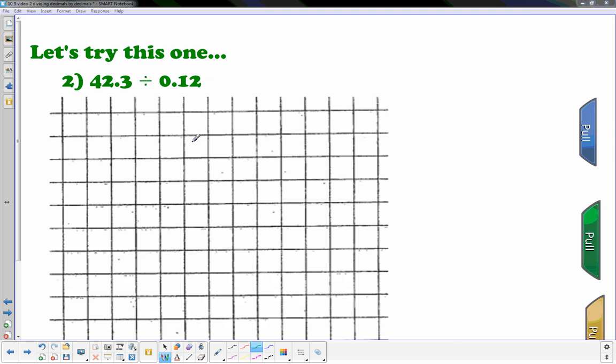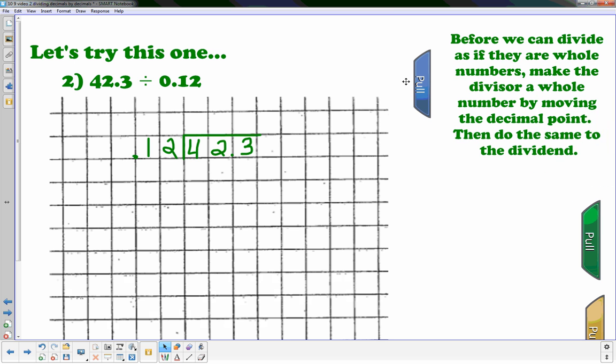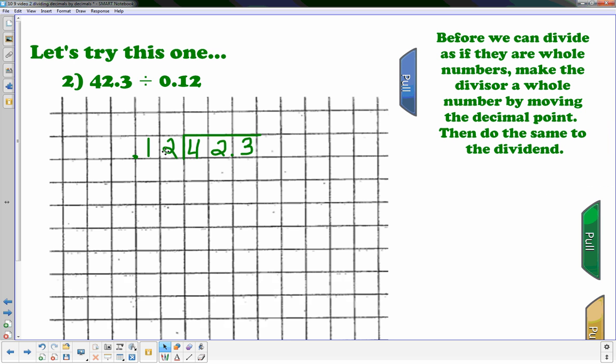Alright, first, let's write this down. I have 42 and 3 tenths divided by 12 hundredths. Let's review. I'm going to turn this into a whole number by moving that decimal 2 places. I'm going to do the same thing over here. What do you think is going to go in this empty spot? You got it, a 0.